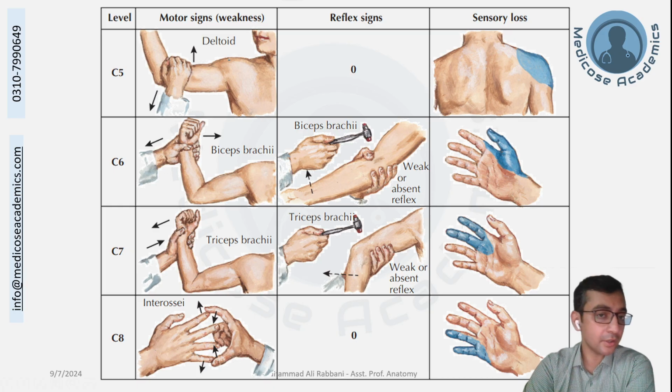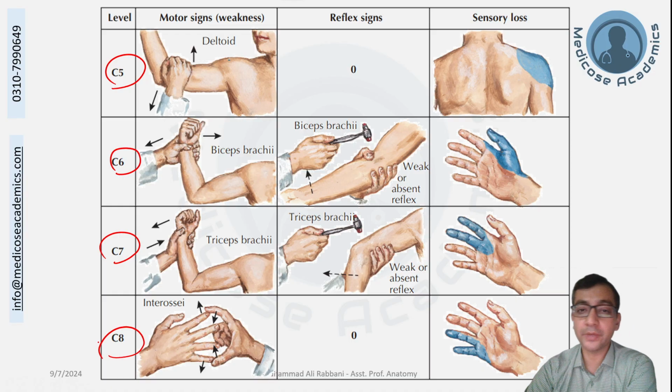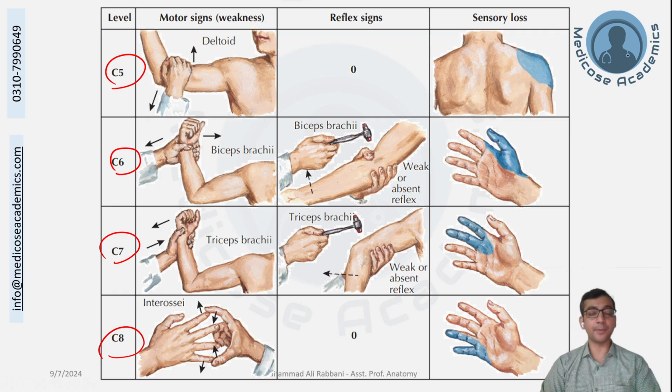Here's the picture for your reference that you can take a screenshot of. You should know the elbow flexion is by C5, wrist flexion is C6, triceps is C7, and interossei is C8. So by this you can check the different myotomes and dermatomes. The C5 can be checked on shoulder, C6 thumb, C7 finger, C8 little finger, and T1 on the medial aspect of forearm and arm.